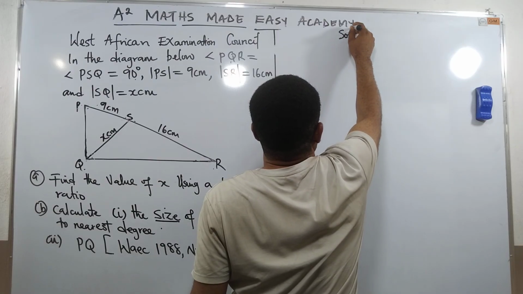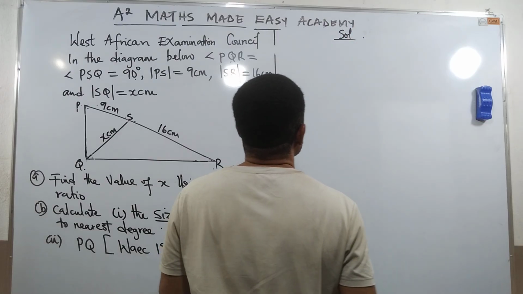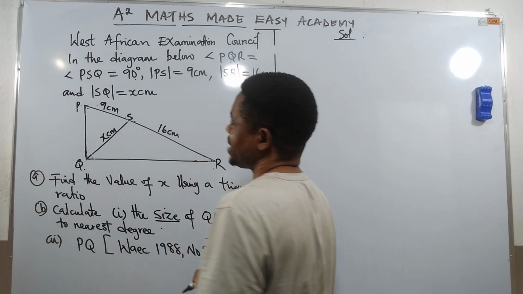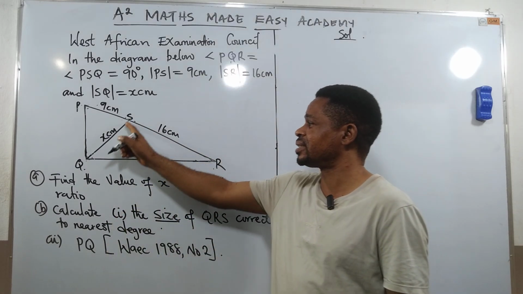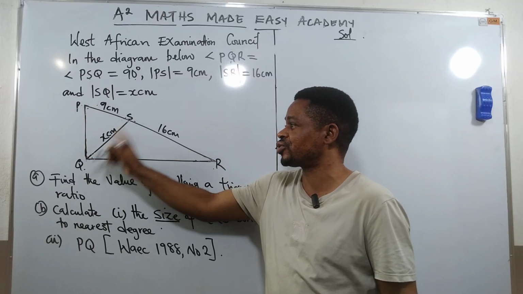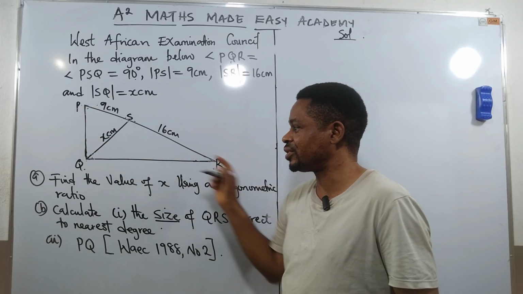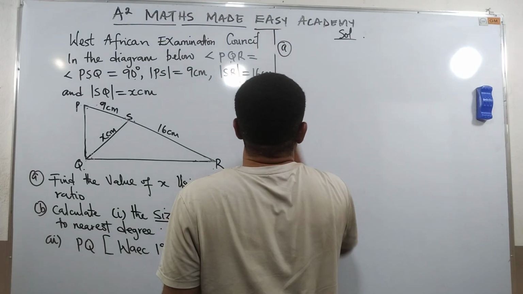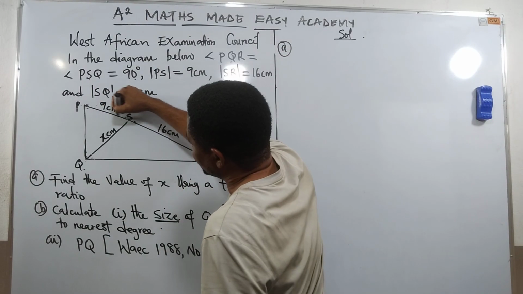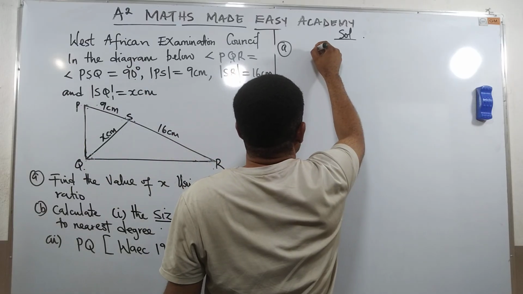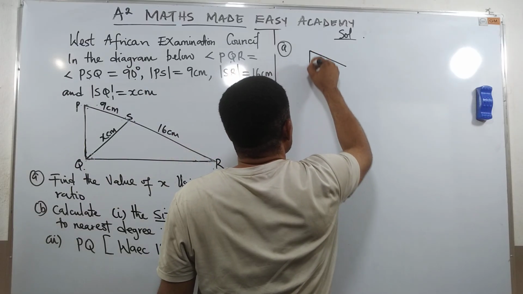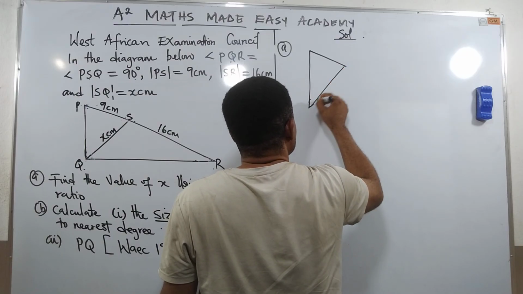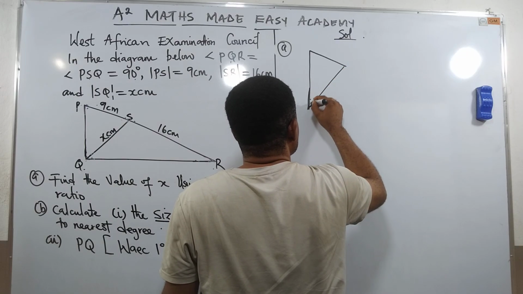Are you with me now? The next thing we are going to do is to observe two things here. We have two right angle triangles. We start with the first one, then move over to the second one. Remember, we are trying to solve question A. I will first of all draw this triangle, and it looks like this.